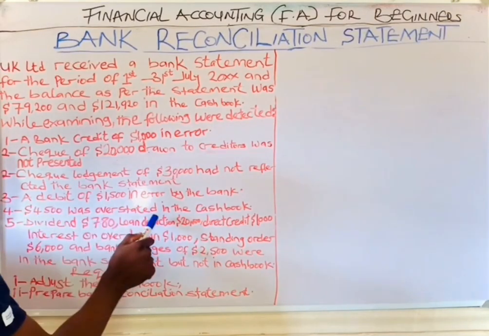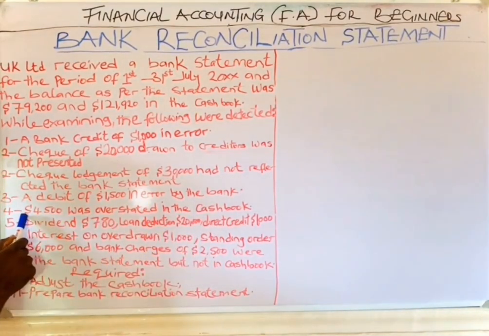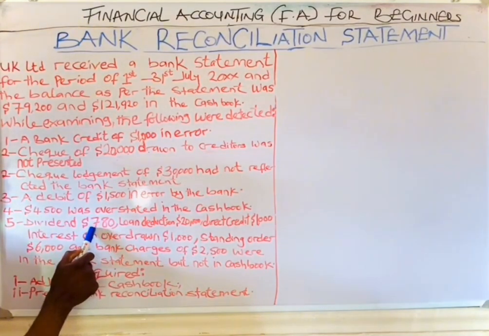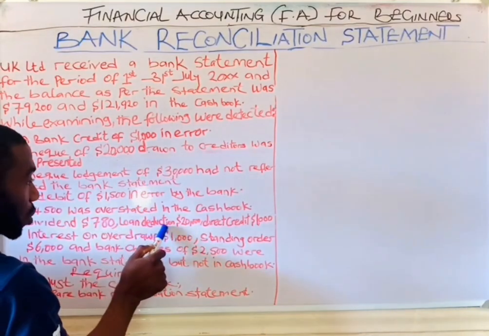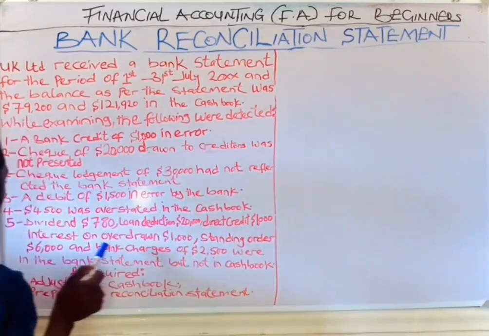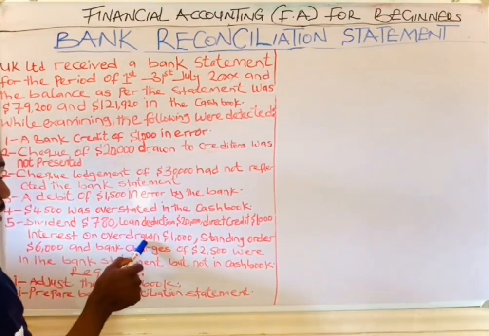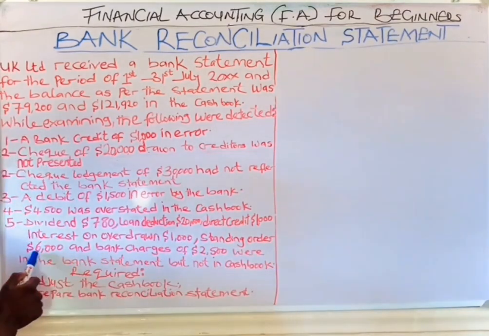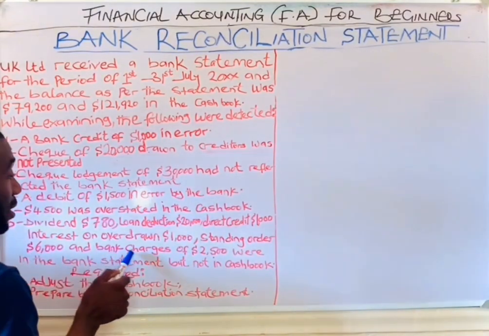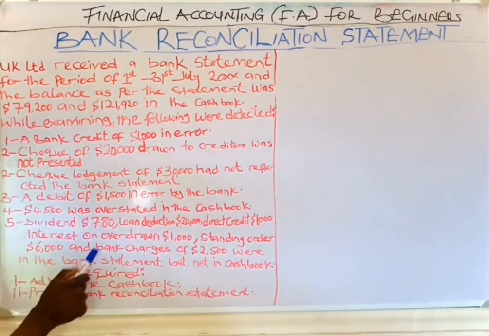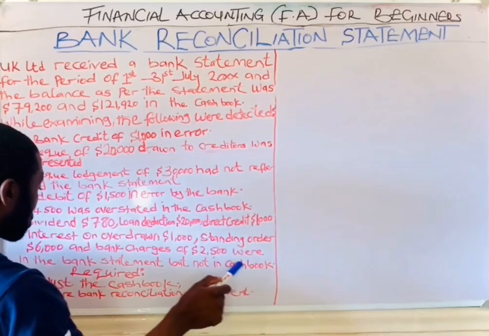$4,500 was overstated in the cash book. This will be corrected in the cash book. Dividend $780. Loan deduction $20,000. Direct credit $1,000. Interest on overdrawn $1,000. Standing order $6,000. And bank charges of $2,500 were in the bank statement, but not in the cash book.